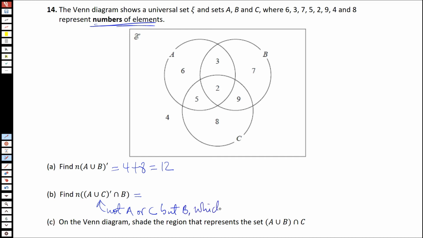And this implies just B. So we are just interested in the number of elements in just B. So not A or C, you can see, not these two, but just B. And that will be 7 elements, as you can see here.